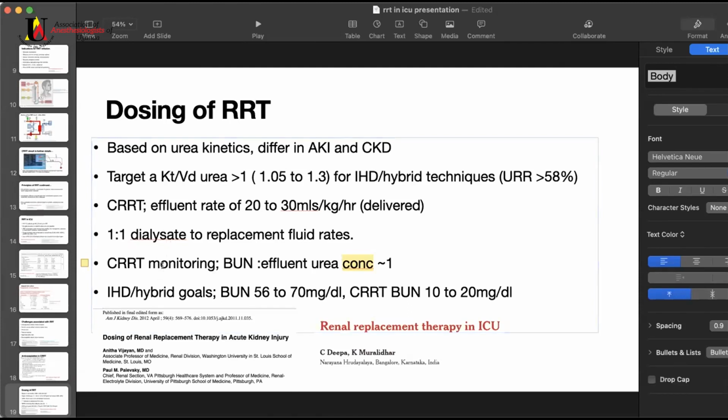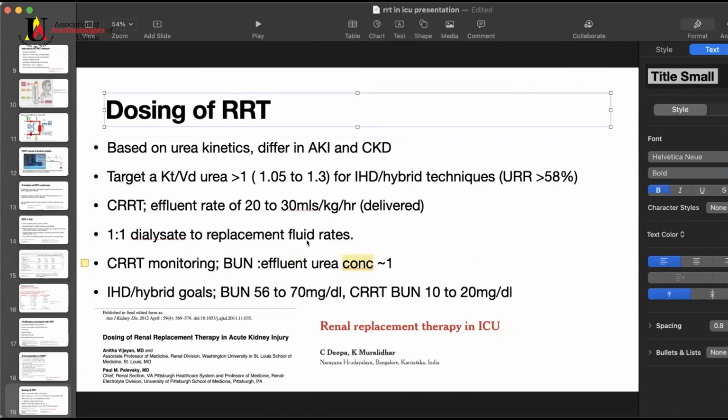So in CRT, the best monitor really would be to look at the urea concentration in the effluent versus blood. So the ratio should be about 1. They should equilibrate. And as the filter life goes down or becomes clogged and less useful, the ratio changes. The one in blood will be much higher than the one in the effluent, meaning you're not effectively clearing the solutes.